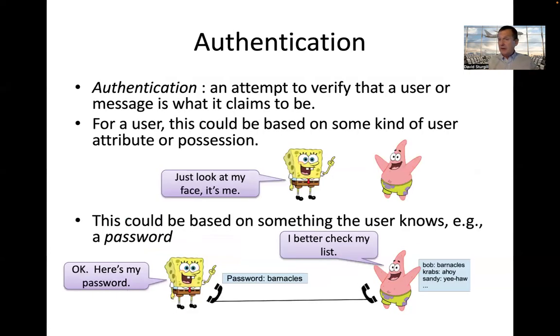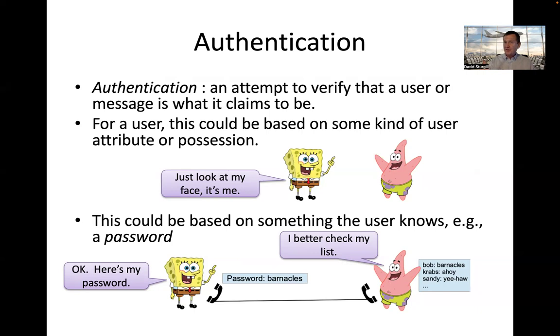To solve this, we need some mechanism for authentication, for trying to prove that the sender of a message or the person we're talking with is who they claim to be. In the real world, we often handle this through some kind of attribute of a user. Often you don't need people to prove who they are. You just look at them and you can tell who they are. And we could do the same kind of thing computationally.